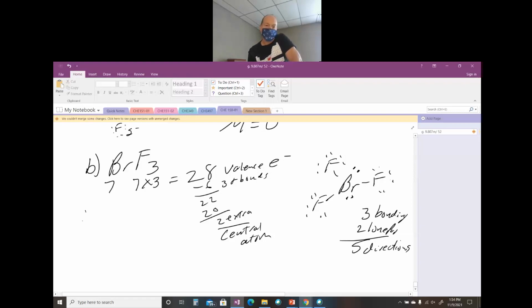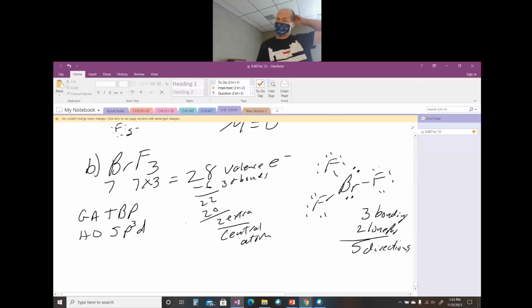And when you have 5 directions, your geometric arrangement is trigonal bipyramidal. When you have 5 directions, you need 5 orbitals to be hybridized. So that's an S, all 3 of the P's, and 1 of the D orbitals. So it's sp3d for your hybrid orbital. All right, so then again, we have to draw it in 3 dimensions.